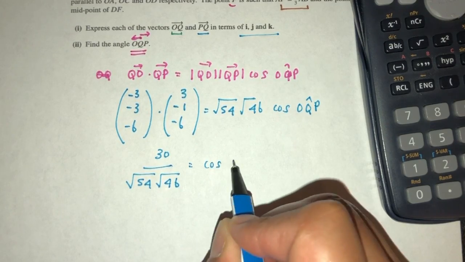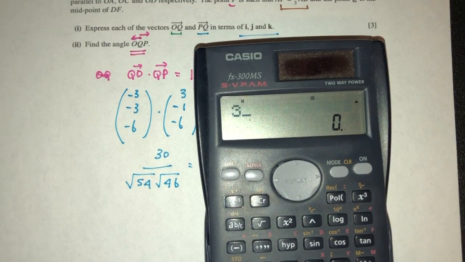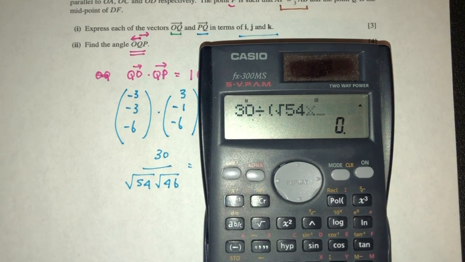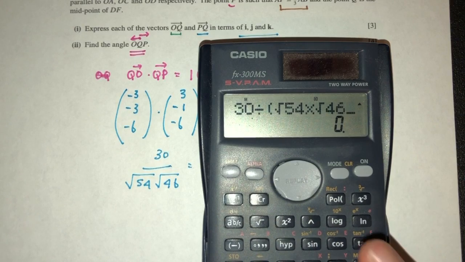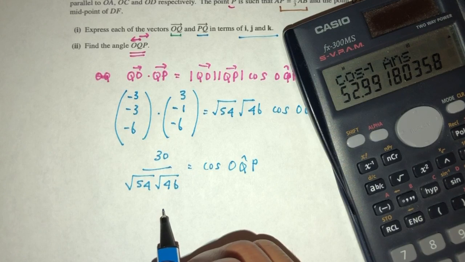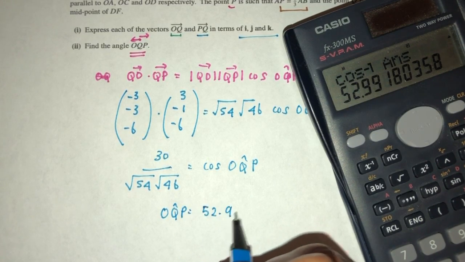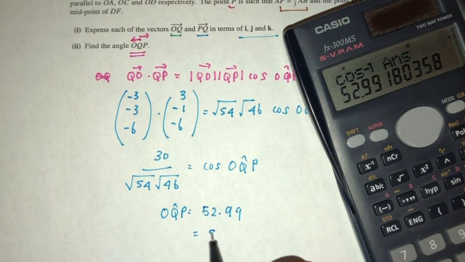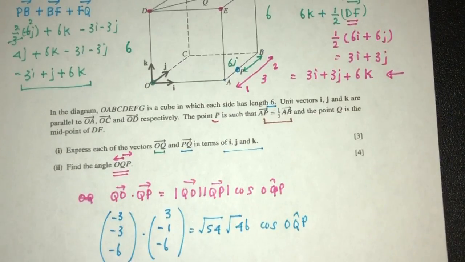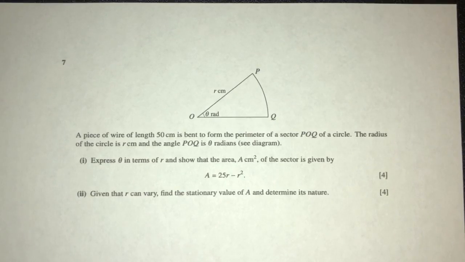That has to be cos of OQP. So 30 divided by root of 54 times root of 46. That will be this. Cos inverse of that will give you 52. So OQP has to be 52.99. Correct to one decimal place, that should be 53.0. And that will be your angle OQP. This is a question in relation to vectors. Let's move on to the next question.